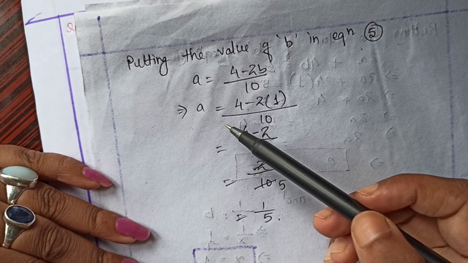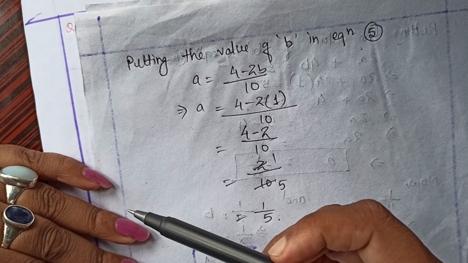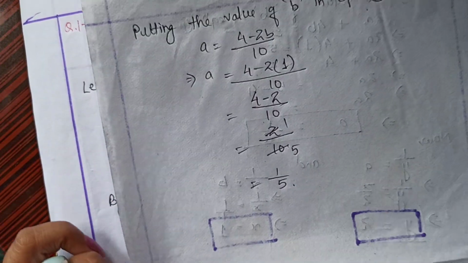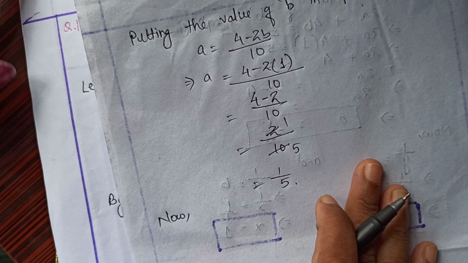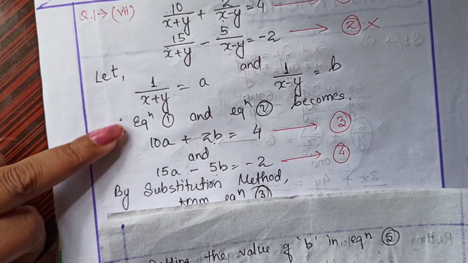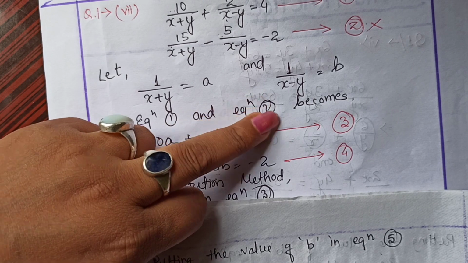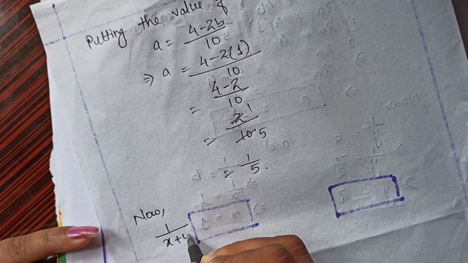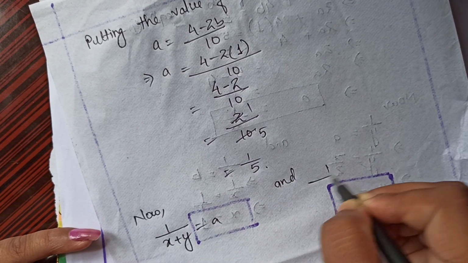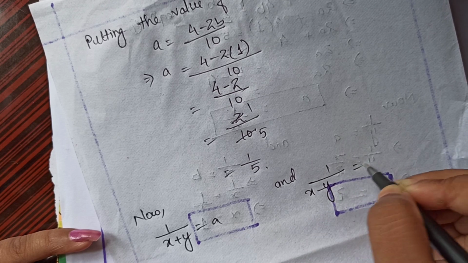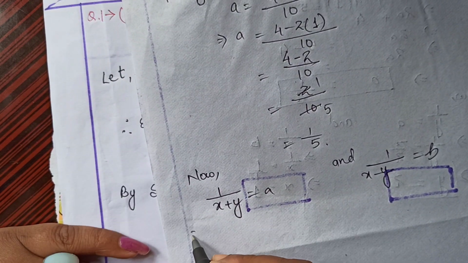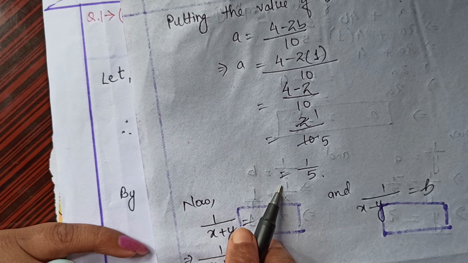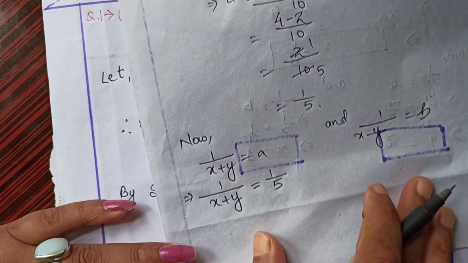We got the value of A and B. Now we have to find the values of x and y, which are given in the question. Now let us see what we took in the let part. We used 1 by (x plus y) equal A and 1 by (x minus y) equal B. So let us write here 1 by (x plus y) equal A, and 1 by (x minus y) equal B we have taken. The value of A we got is 1 by 5. Let us cross multiply this now.